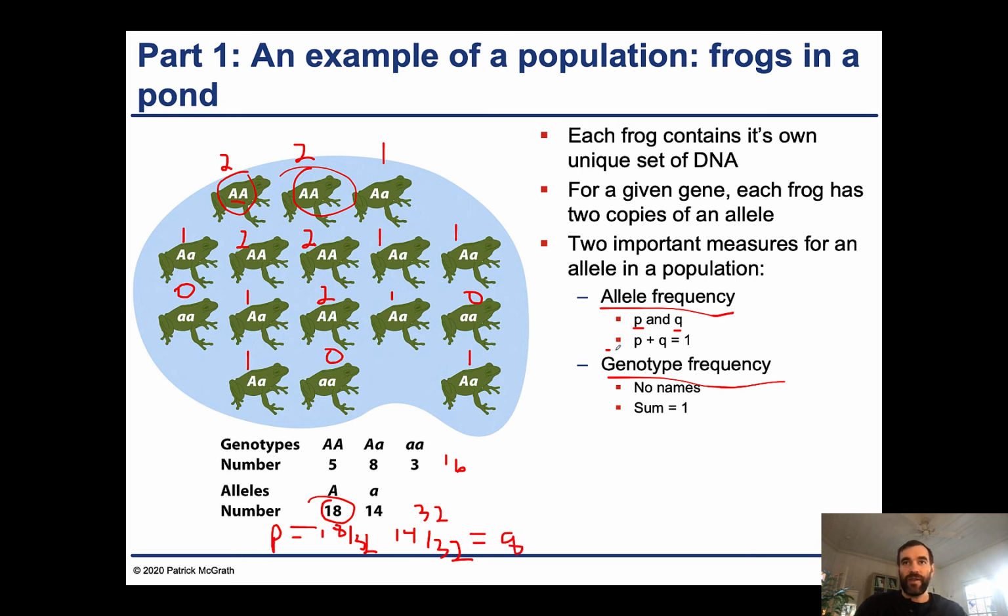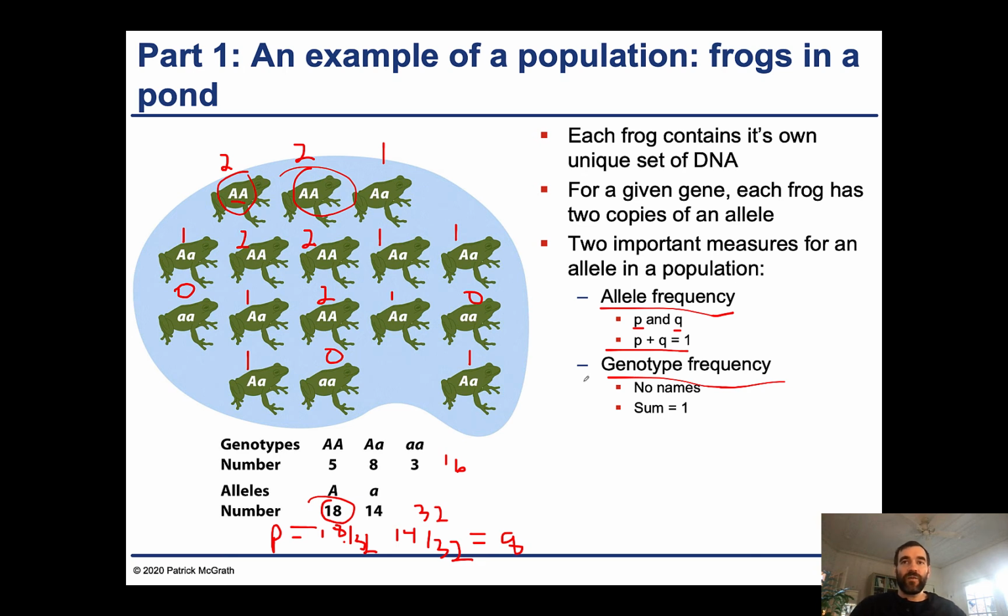And so one of the things is that they have to add up to 1, and the allele frequency would be this and this, and because you have to sum to 1 in probabilities, one of the things you can always assume is p plus q is equal to 1.